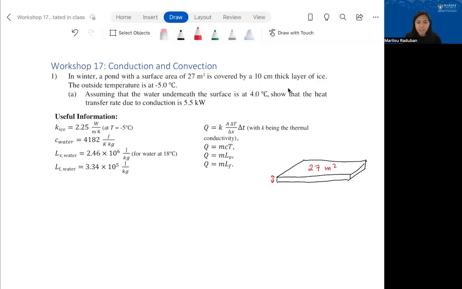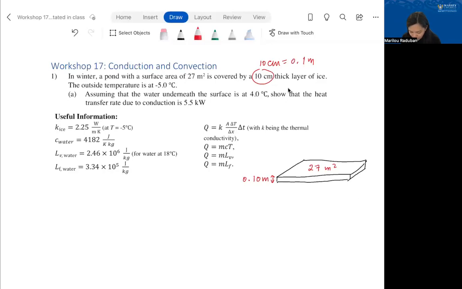So notice how your units, meters squared and centimeters, are not consistent. The safest is just to convert all your units to SI or base units. So we'll convert 10 centimeters to meters by dividing by 100. So 10 centimeters will be equal to 0.1 meter. So that's a thickness of 0.1 meters, or 0.10 if you want to carry over the number of significant figures to the converted thickness. The outside temperature is -5 degrees Celsius.